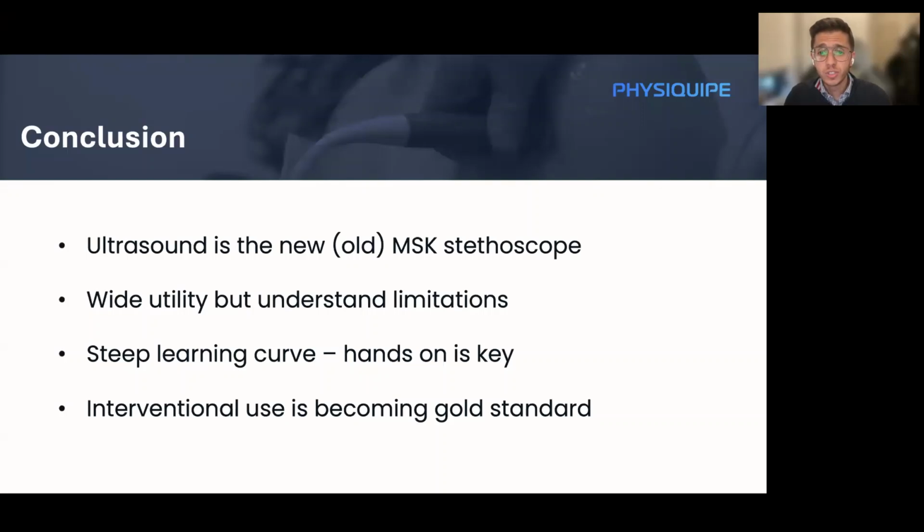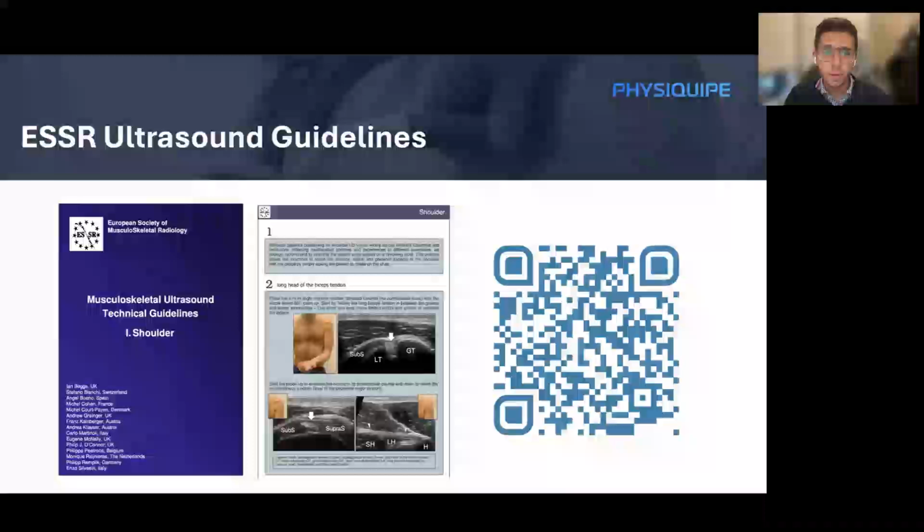And we know that interventional use is becoming gold standard. So again, 10-15 years ago, landmark injections were the key, but nowadays we use ultrasound for all our injections, and that's changed the way we practice. And I suspect in the next 5 to 10 years, that will become very much the gold standard, and landmark guided injections will become less and less common.